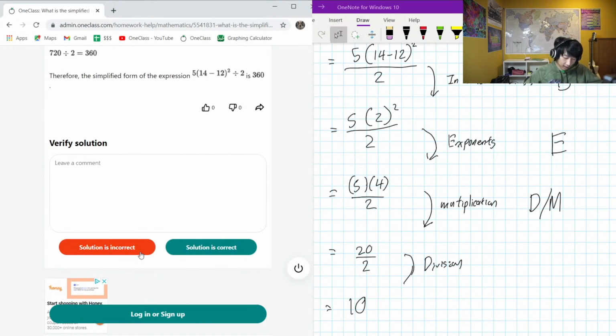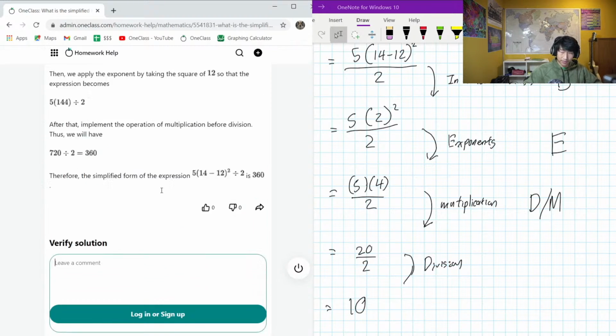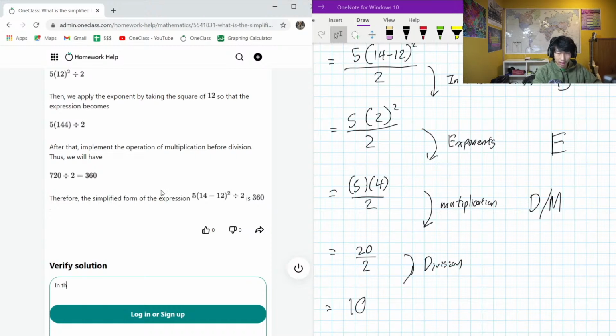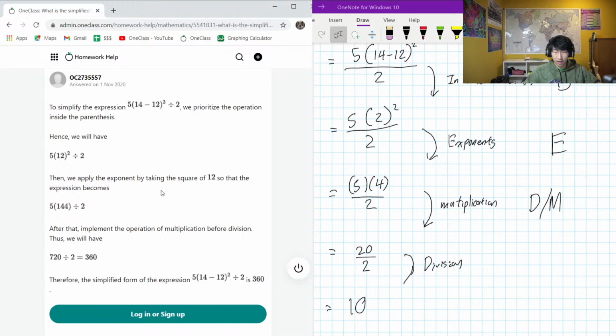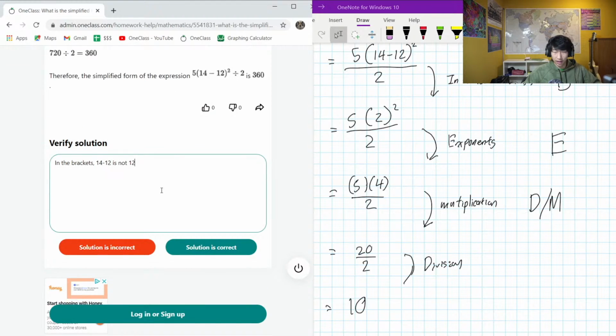I've made mistakes sometimes. Even Isaac Newton made some mistakes. Even Einstein made some mistakes. So making mistakes does not make you silly. Repeating the mistakes makes you silly. Okay, so in the brackets, 14 minus 12 is not 12.